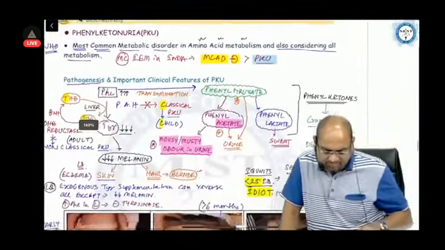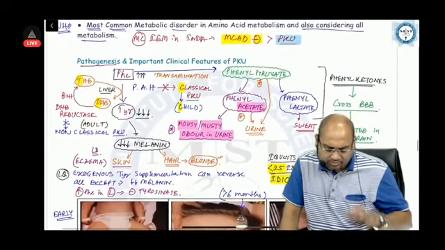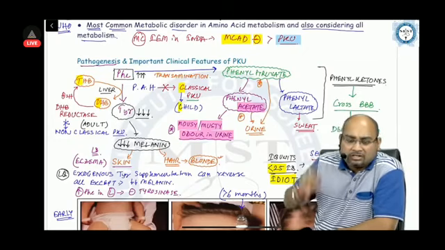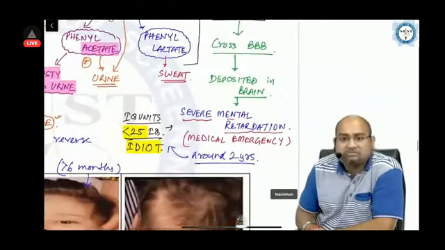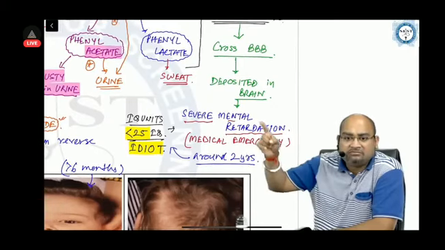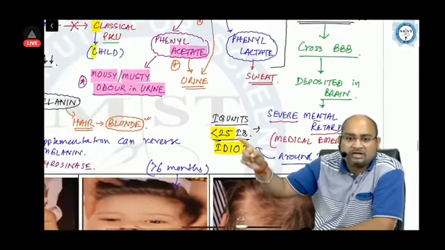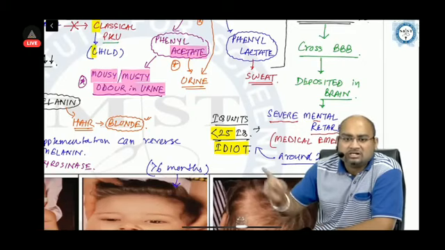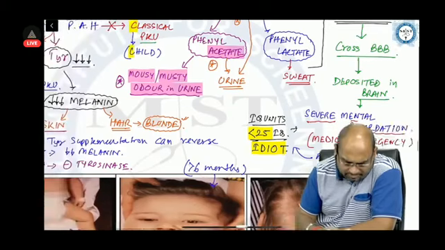Coming to PKU, phenylketonuria, we don't have to go and mug up all those things. Just try to understand. Mousy musty odor in urine is seen in case of phenyl acetate. These 3 phenylketones can cross the blood-brain barrier. That's why we have severe mental retardation, with IQ lower than 25, somewhere between 30 as well. So that's why we call them idiot.